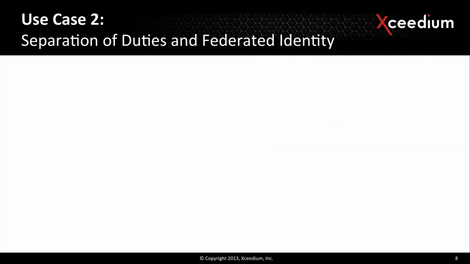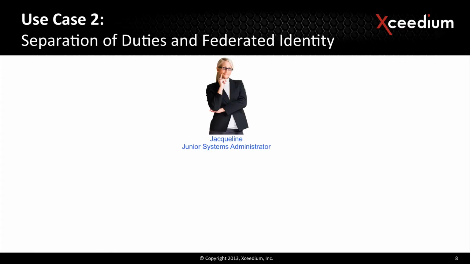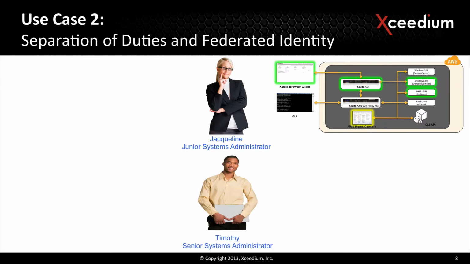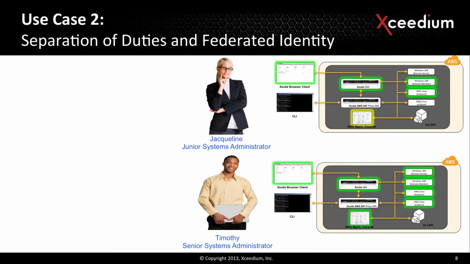Separation of duties and federated identity is documented in use case number 2, where you work with 2 different personas: Jacqueline, a junior systems administrator who has access to just 2 of the servers and read-only access in the AWS Management Console, and Timothy, a trusted senior systems administrator who has access to all the servers and full rights in the AWS Management Console.